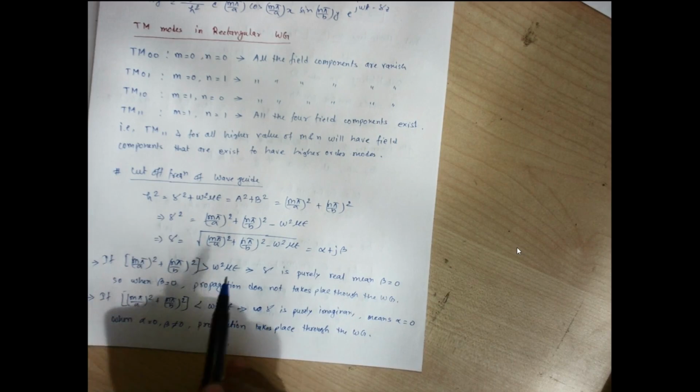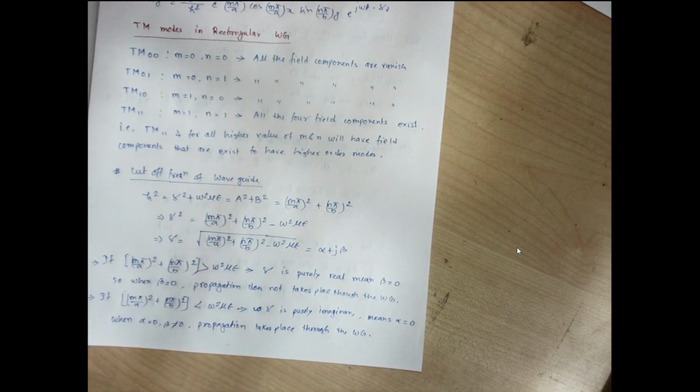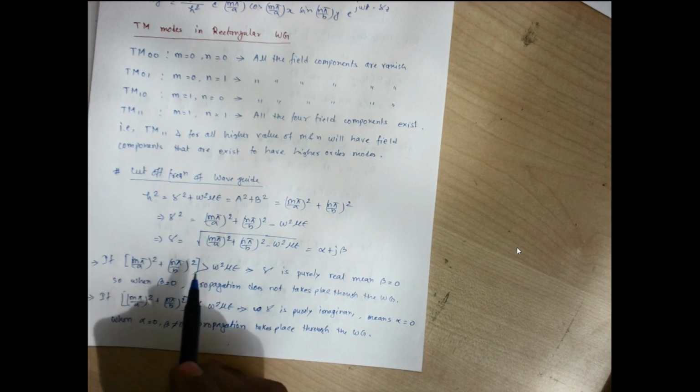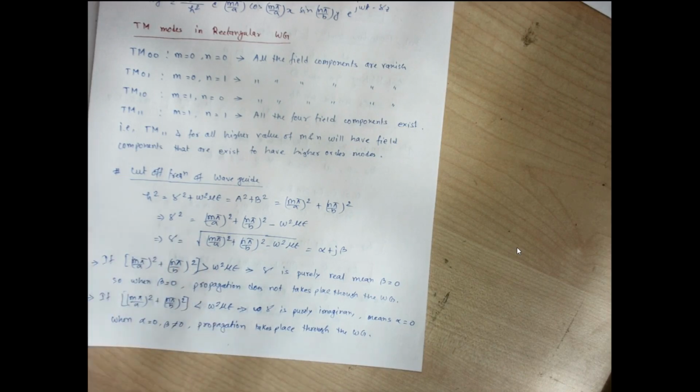Just try to understand. If this is greater than omega square mu epsilon, we don't have any propagation. If it is less than omega square mu epsilon, then we have propagation. So if you equate these two and solve for omega, this is the boundary. If we go to the right-hand side, we have propagation. If we are on the left-hand side, we don't. So we can find the cutoff value by taking these two equal.